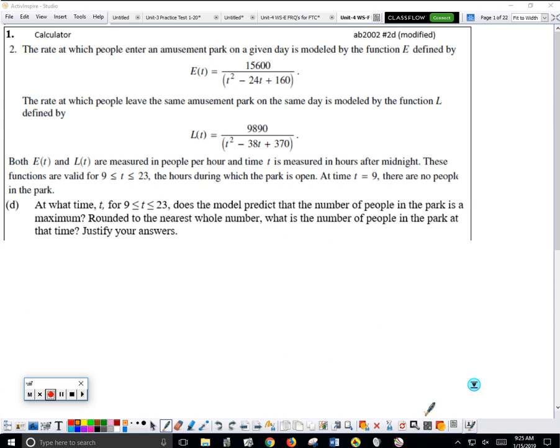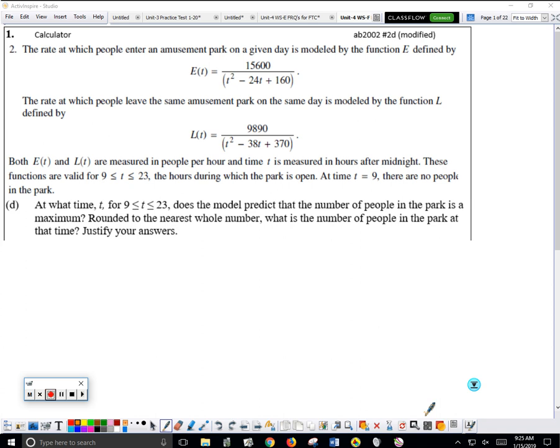Understand? Okay. So look at number 1. The situation is not new. It was in the blue packet. This is actually just part D of the same FRQs that you saw in the blue packet that you did for homework. The question says, at what time between 9 and 23 does the model predict that the number of people in the park is a maximum? Always stop at commas, periods, question marks. See what they're asking. They want to know when the number of people is at a maximum.